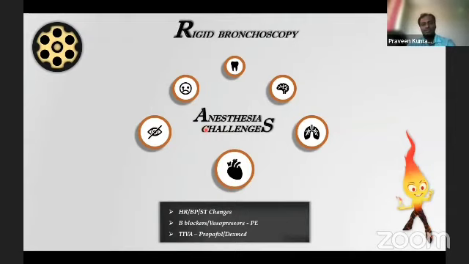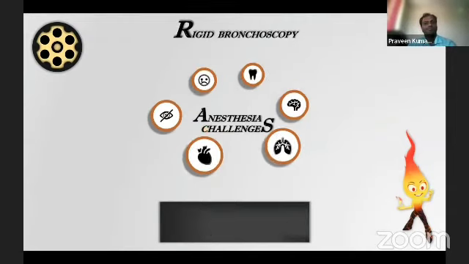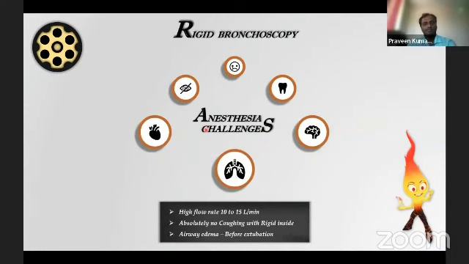We usually use TIVA with propofol and dexmedetomidine. And compared to normal respiration, you need high flow oxygen to compensate for the leak. The flow may go from 10 liters to 15 liters per minute, and minimal coughing is allowed. If the patient coughs vigorously, the scope may land up in the mediastinum and may cause a pneumomediastinum. So keep your plane adequate so the coughing is minimal or there is absolutely no coughing. And before extubation, always do a direct laryngoscopy and look for any vocal cord or laryngeal aperture edema.